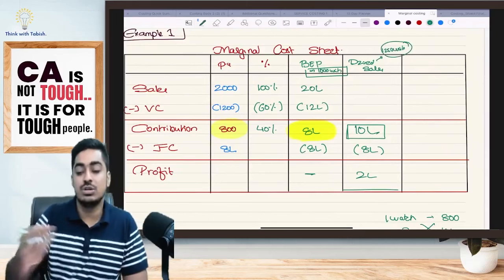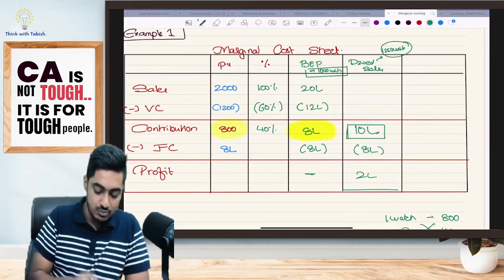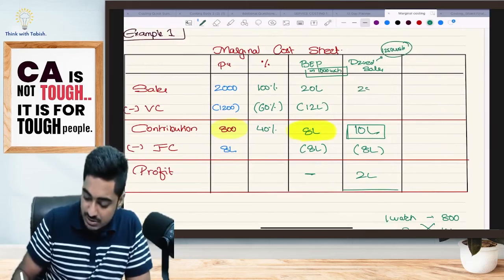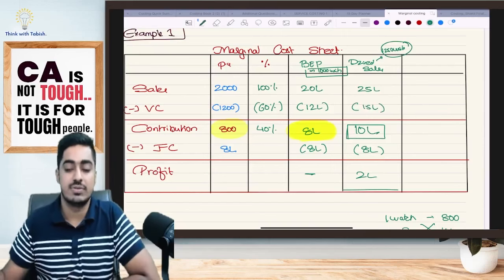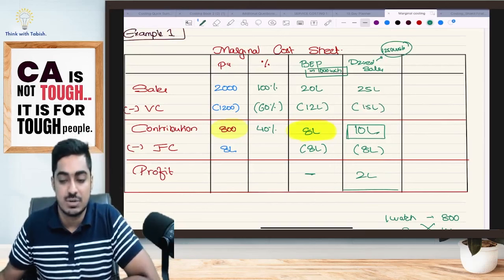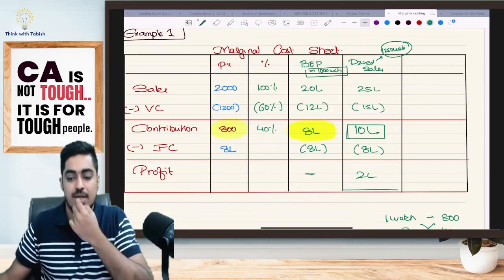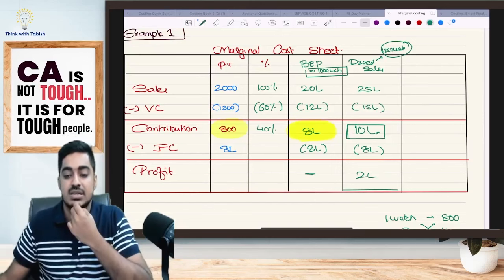And if I sell 1250 watches, every watch at the rate of 2000, the sale is going to be 25 lakh. Variable cost is good. Yes or no, everyone? I want all of you guys to give me a confirmation. Is this clear? Yes, sir, it is clear.